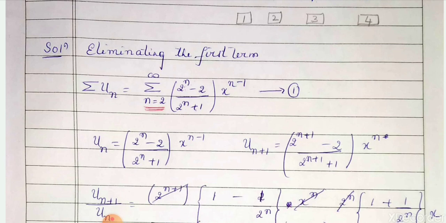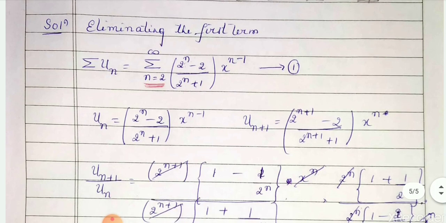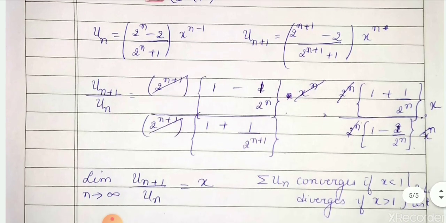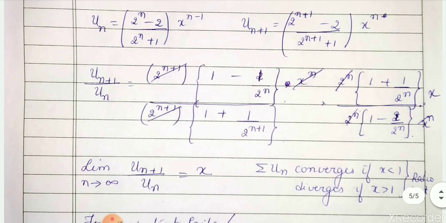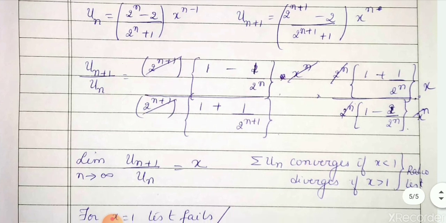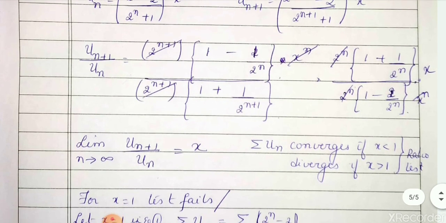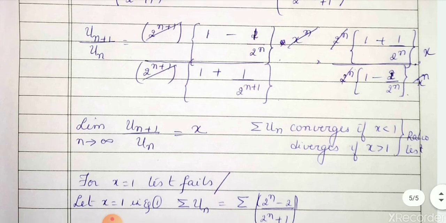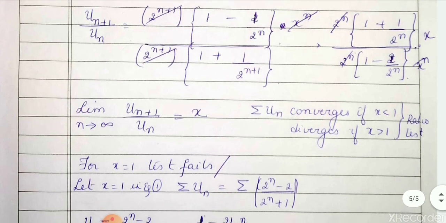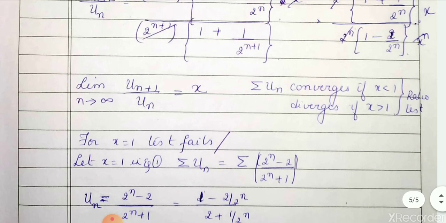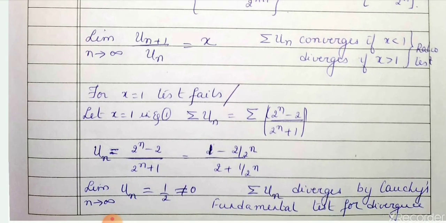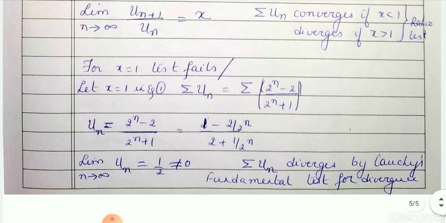Then we write un plus 1. Then go for the ratio un plus 1 divided by un. You can check the simplifications here, and you find the value of that ratio limit as n tends to infinity as x. So we conclude the same way. Sigma un converges if x is less than 1, diverges if x is greater than 1. This is by ratio test. For x equal to 1, test fails.